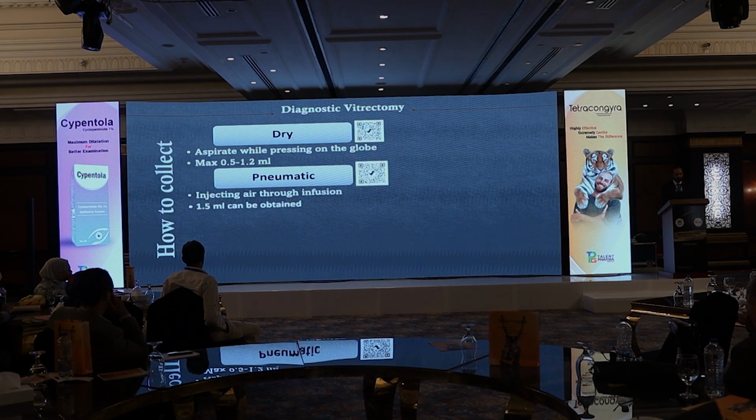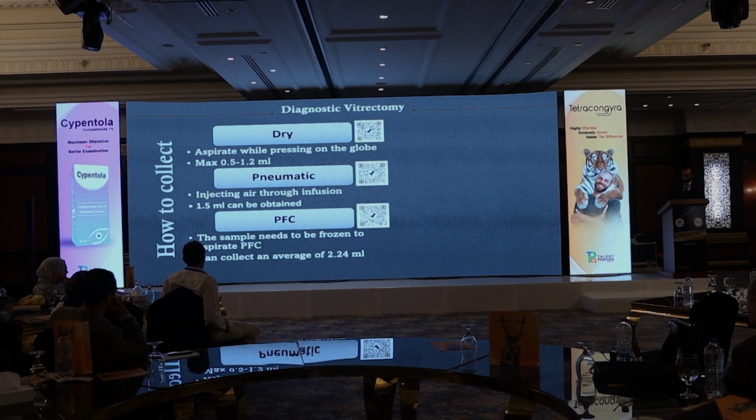The second method is pneumatic. By injecting air into the eye, again with the infusion off, you can aspirate up to 1.5 milliliters. The third one is through heavy liquid perfluorocarbon. You can inject perfluorocarbon inside the eye. The problem with this is the sample needs to be frozen afterwards so you can separate the perfluorocarbon from the sample, and you can collect up to 2.24 milliliters.